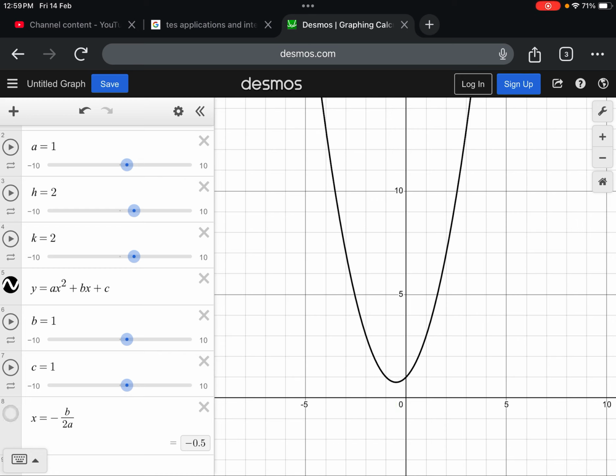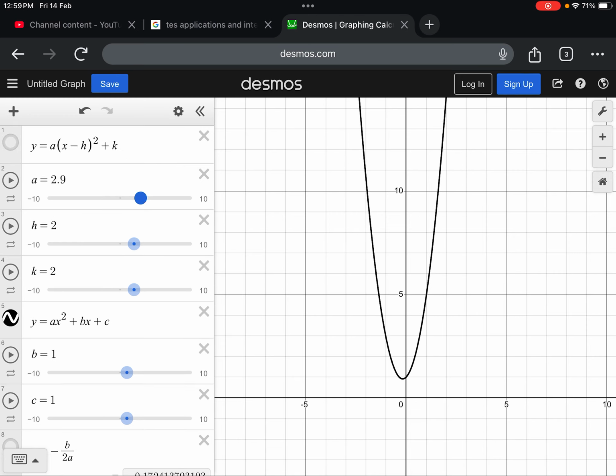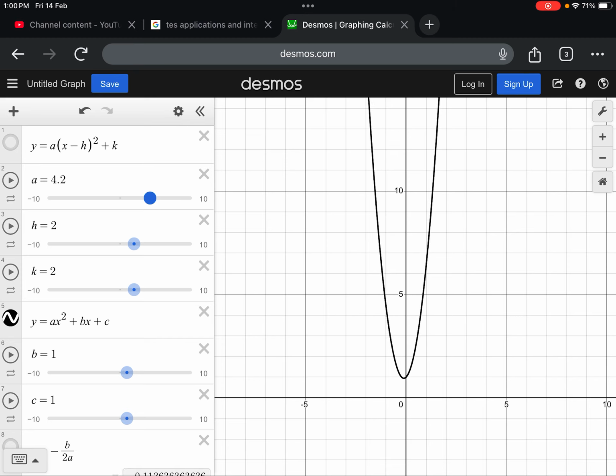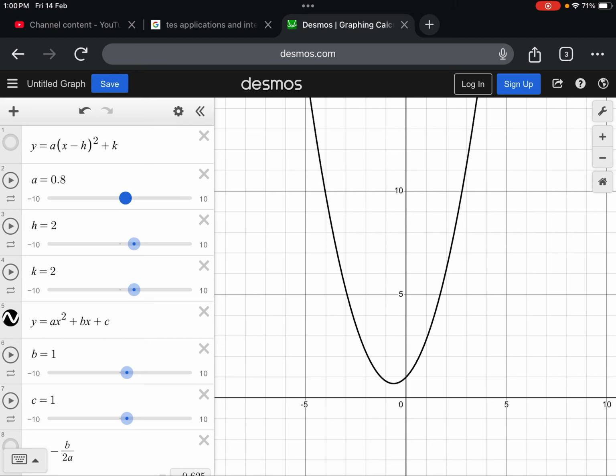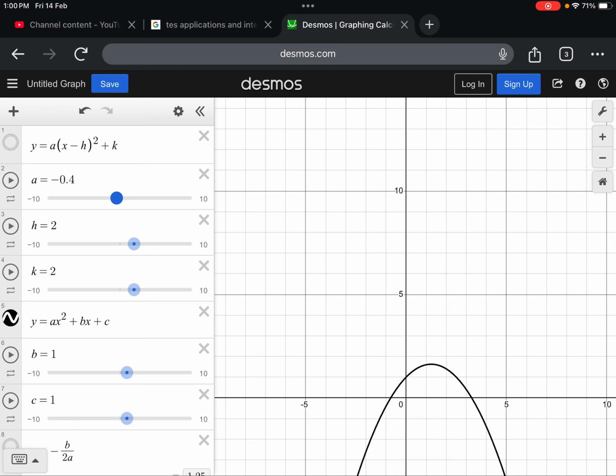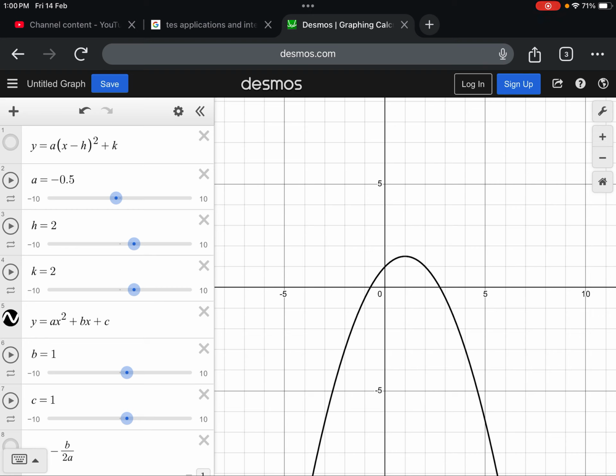I'm going to show you what happens when I change the a value from the standard form, which is ax squared, and look at what happens when the a changes. When I increase a to a larger number, it gets squeezed, isn't it? It tends to get a bit narrower. Now look at what happens when a starts to get smaller. It starts to open up, it gets wider. But take a good look at what happens when it's a negative number. The graph actually changes shape. It turns from a U shape to an N shape.